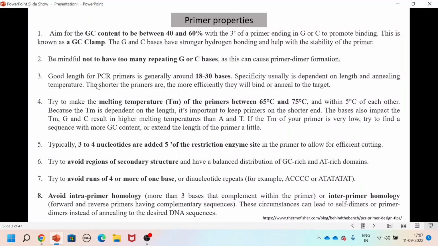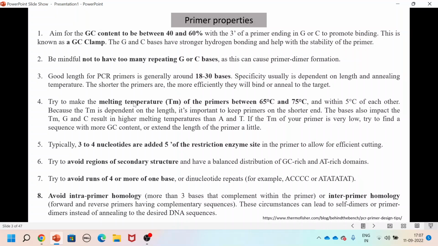The next point is that a good length of the primer is usually 18 to 30 bases, and this length affects the PCR products. The shorter the primers, the more efficiently they will bind or anneal to the target. But if we take very few residues, like 8 to 10, then it can have nonspecific binding also. So it is very important to keep the length in mind. It should be between 18 to 30 bases.